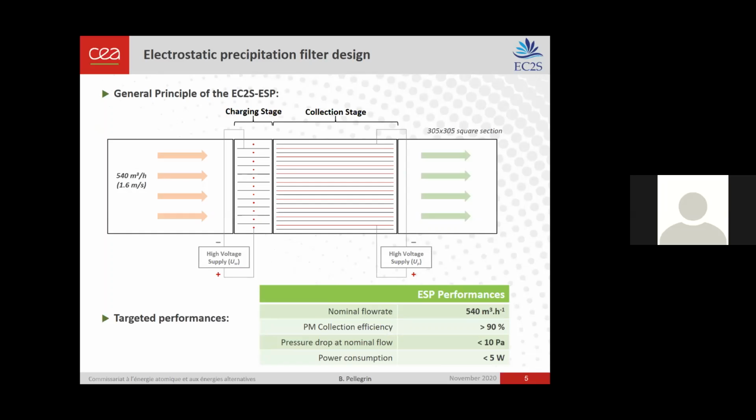For the EC2S project, the performances targeted are listed here in this table. Mainly a flow rate of 540 cubic meters per hour, collection efficiency higher than 90%, and the pressure drop below 10 Pascal.